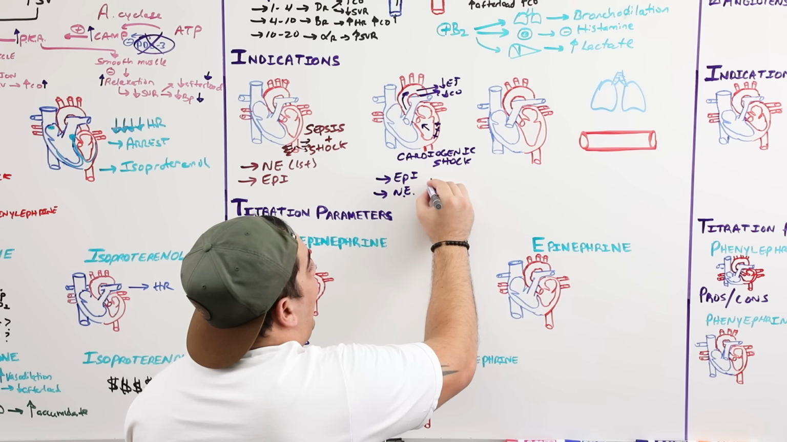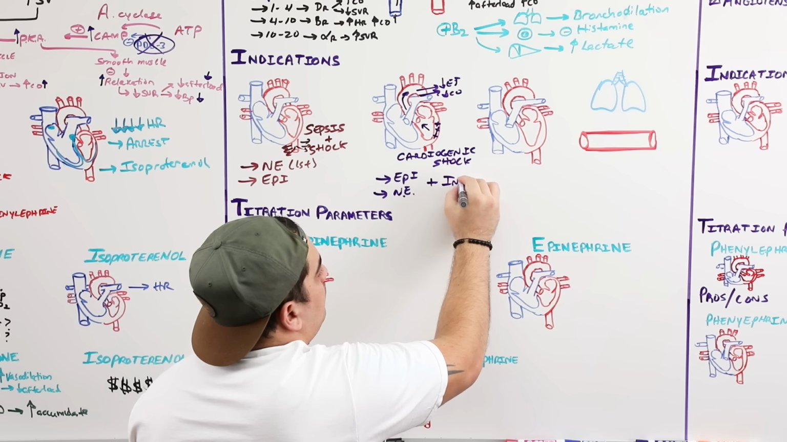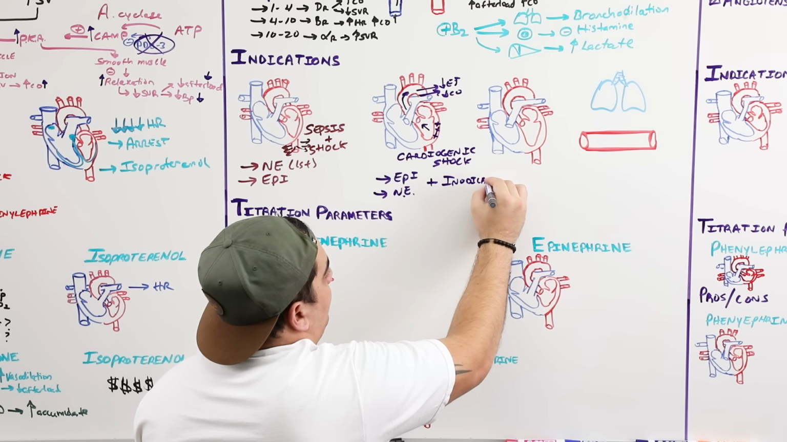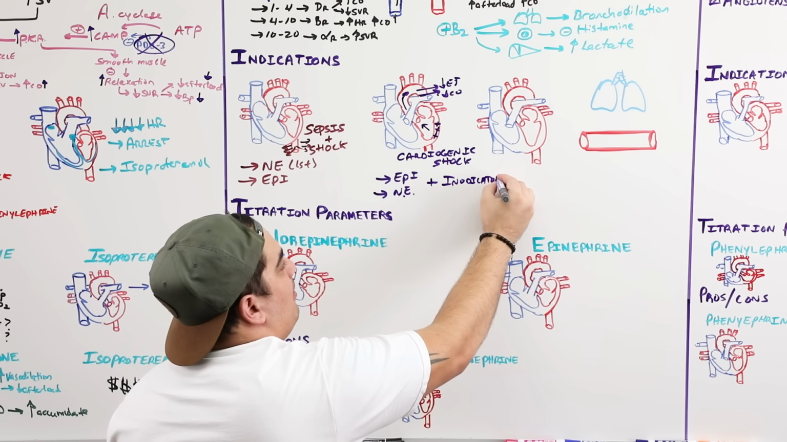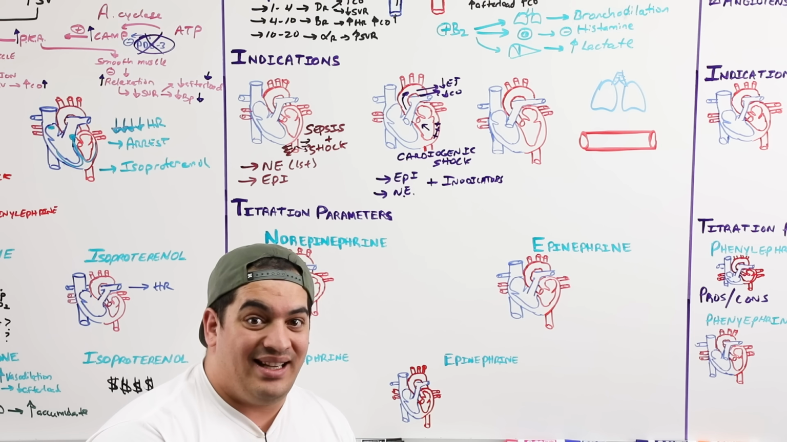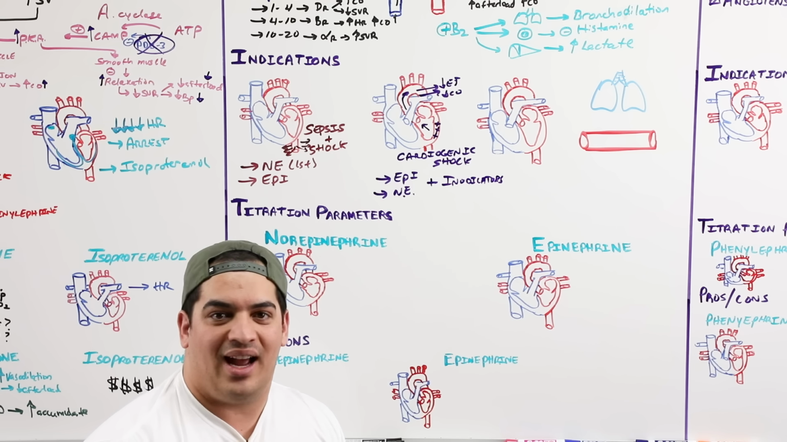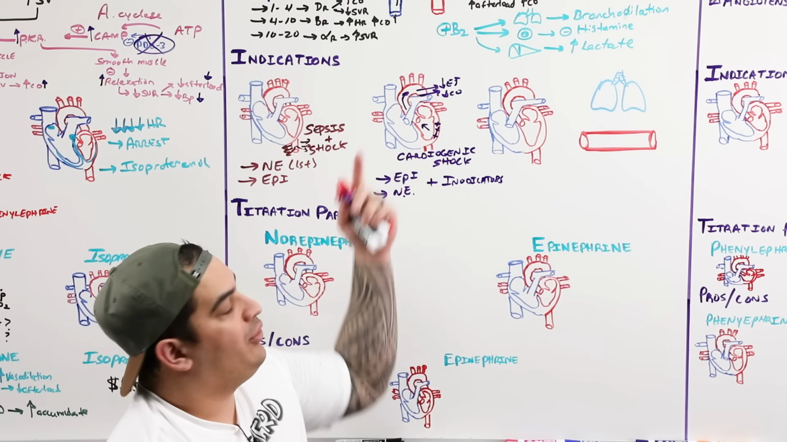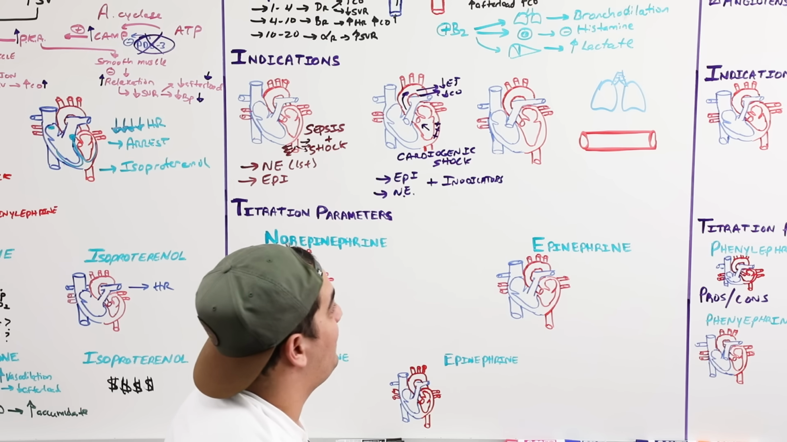But generally, you might add these on to your inodilators, such as Dobutamine and Milrinone. So you may give them norepinephrine because it's going to give you more clamping down and then give them something like an inodilator like Dobutamine or Milrinone to increase their cardiac output if necessary.